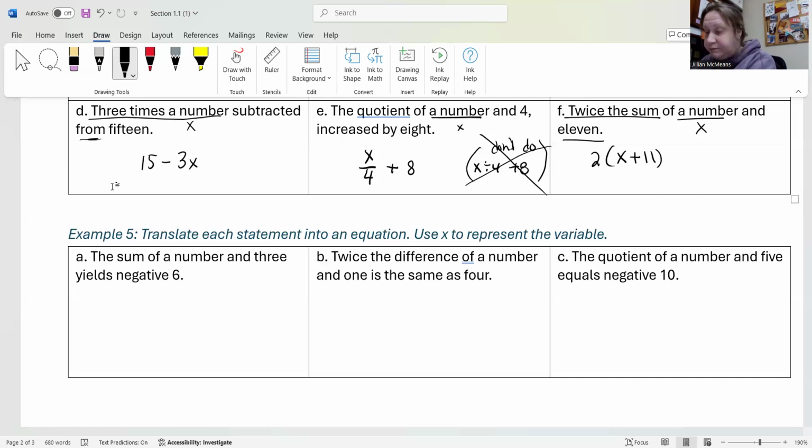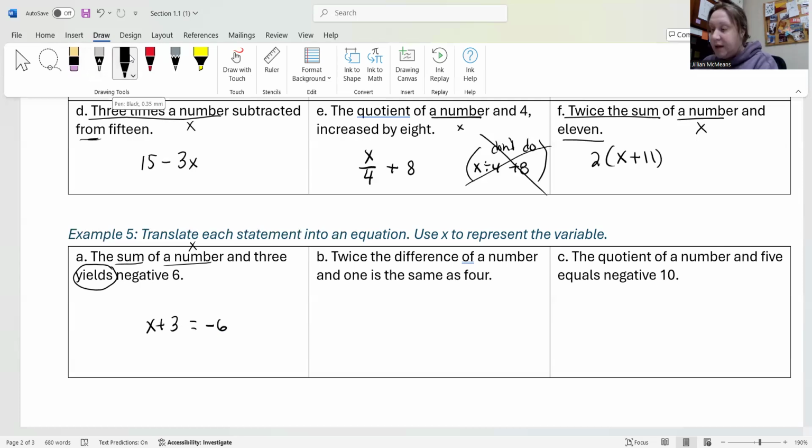So let's look at part A. Part A says we want the sum of a number and 3, and that yields -6. Yields is our equals in this case. So go ahead and write your equals down. Everything before the word yields is going to be the expression that makes up the left-hand side of this equation. So we want the sum, which means add. We want the sum of some number, which is going to be x, and 3. So we want x plus 3. And then that yields -6. So that just means it's equal to -6.